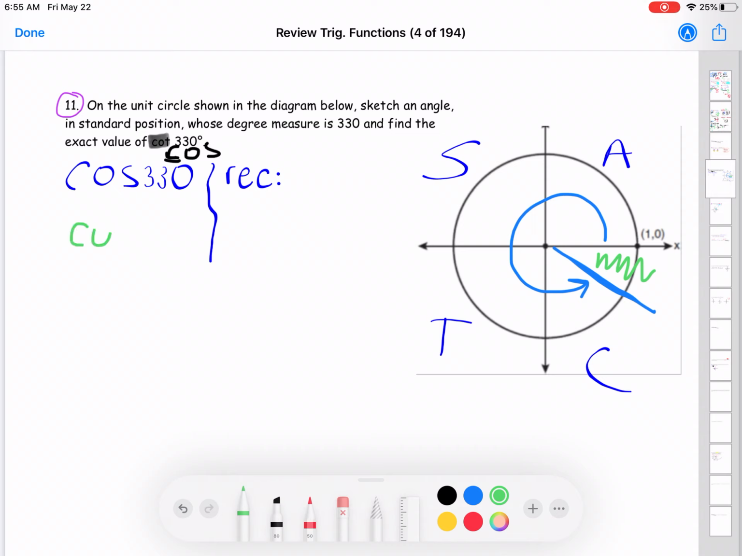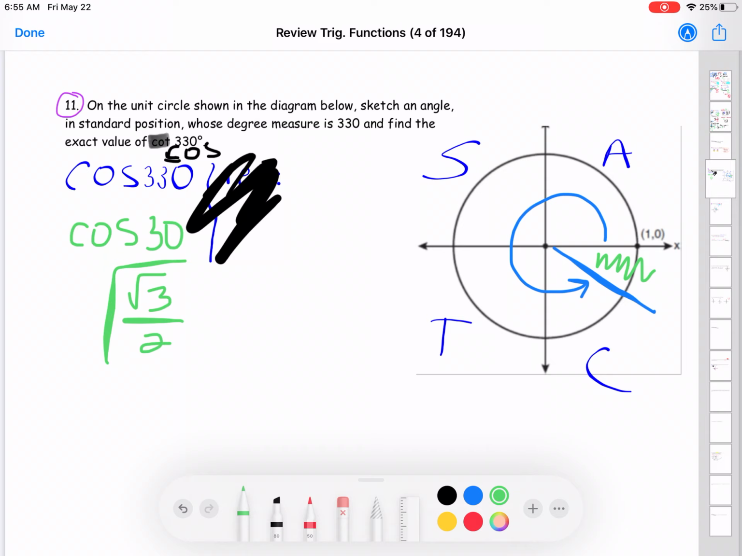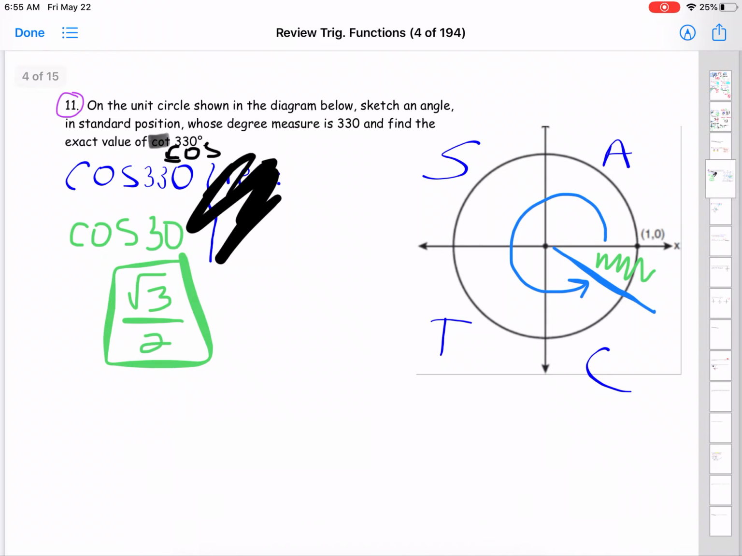Cosine is positive. So I'm really looking for, I forgot to cross this out too. So I'm really looking for just the cosine of 30. And the cosine of 30 is rad 3 over 2. Okay, so just make sure you make that change.